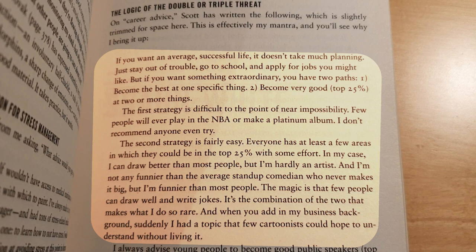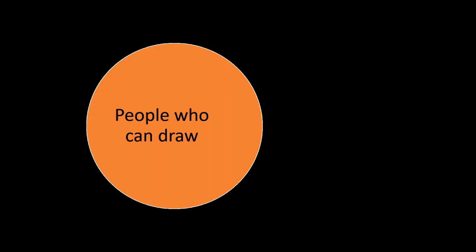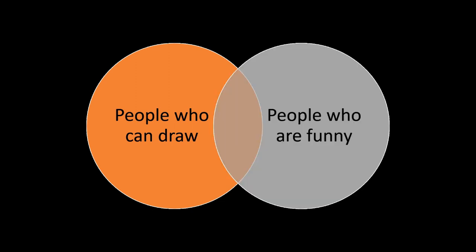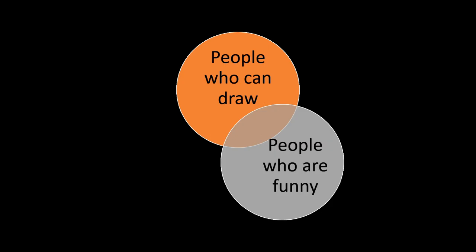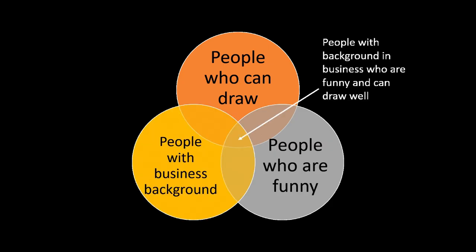The second strategy is fairly easy. Everyone has at least a few areas in which they could be in the top 25% with some effort. In my case, I can draw better than most people, but I'm hardly an artist. And I'm not any funnier than the average stand-up comedian who never makes it big, but I'm funnier than most people. The magic is that few people can draw well and write jokes. It's that combination of the two that makes what I do so rare. And when you add in my business background, suddenly I had a topic that few cartoonists could hope to understand without living it.